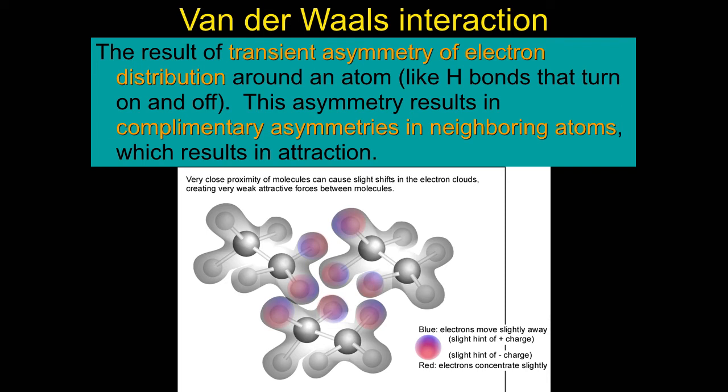Those synchronized asymmetries in neighboring atoms are tiny and very, very transient. But because they're synchronized, the transient charges are complementary. So the atoms are attracted to each other. Now, it's a very, very weak bond. Because the electrons are moving at the same time in the same way, the bond remains secure, although very, very weak. The thing that enables the gecko to walk across the ceiling is that there are a bazillion of these individual frayed ends of the hairs on the ends of the toes of the gecko walking across the ceiling.